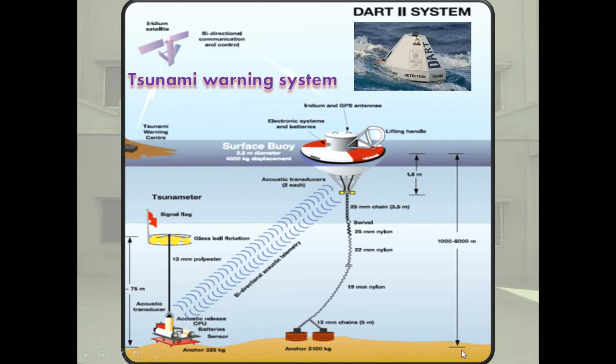Okay, the height is 1000 to 6000 meter, like 1 to 6 kilometer. Okay, and this is the 1.8 meter to these instruments. Okay, and the instruments height is 2 meter. And this is the GPS antenna. GPS antenna sensors are used to check the tsunami waves, and this is the electronic systems. Okay, and batteries. This is a sea level.